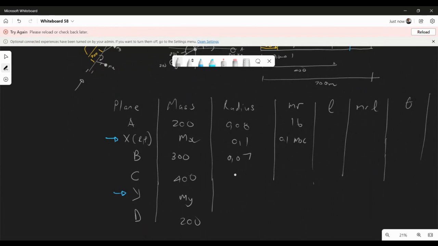The distance for C is 0.06. This was 0.1, therefore this can also be 0.1 my. And then for D, the radius was 0.08. So can someone give me the MR product for B and C, please?